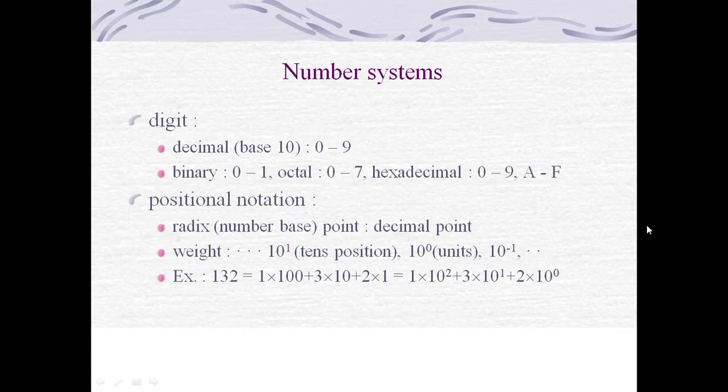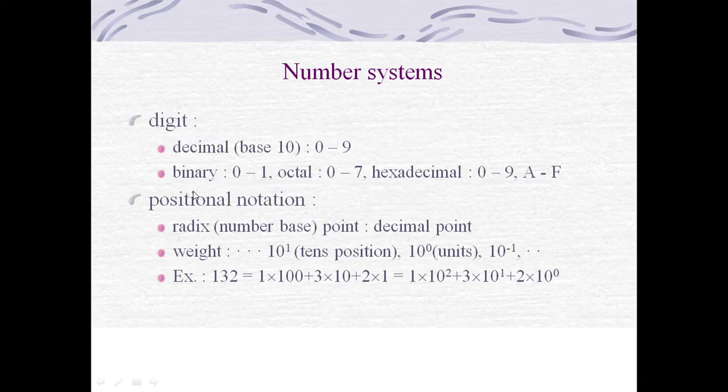So 0 to 9 are the digits of the decimal system, and these digits are used to represent any number in the decimal system. For example, if I say 5,936, then 5,936 is a number represented in the decimal system. 5 is a decimal digit, 9 is a decimal digit, 3 is a decimal digit, and 6 is a decimal digit. So in the decimal number system, there are 10 digits, so that's why we also call it the base 10 system.